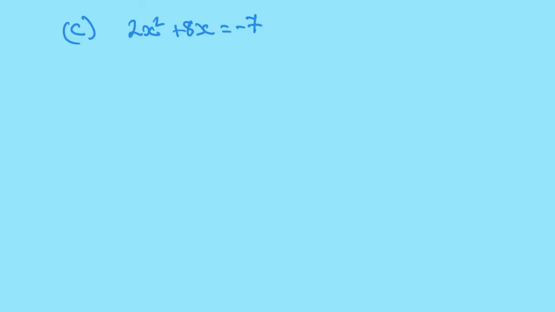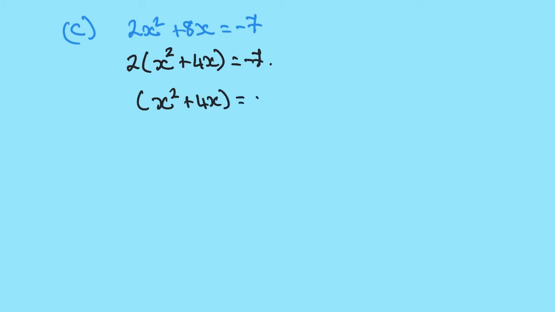For C, we have one extra step to do. The coefficient of x squared must be 1, so we need to factorize out the 2, giving us 2 brackets x squared plus 4x equals minus 7. Now divide by 2. So we get x squared plus 4x equals minus 7 over 2.